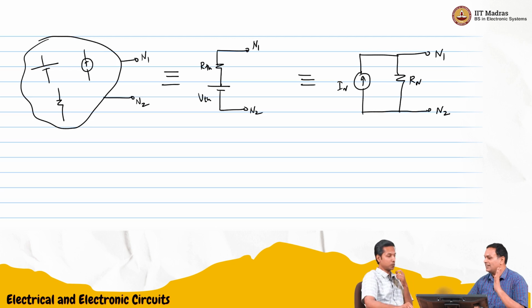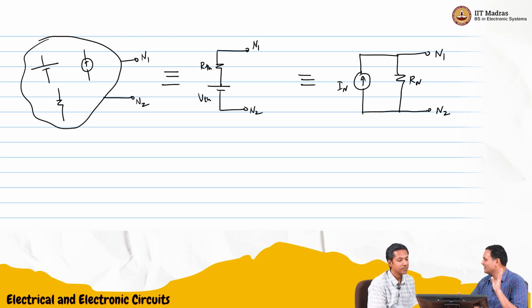Okay. And the relationship will hold. I_N is V_Thevenin by R_Thevenin, and R_N will be R_Thevenin. Very useful, very powerful technique, which we will keep using again and again in circuit analysis. So this also means if I have a voltage source and series resistance, yes, I can represent it as a Norton equivalent current source, and vice versa.